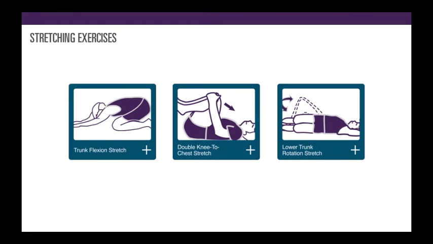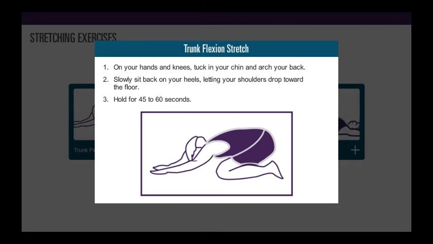Here are some stretching exercises you can use before exercising. First, on your hands and knees, tuck in your chin and arch your back. Then, slowly sit back on your heels, letting your shoulders drop toward the floor. Hold for 45 to 60 seconds.